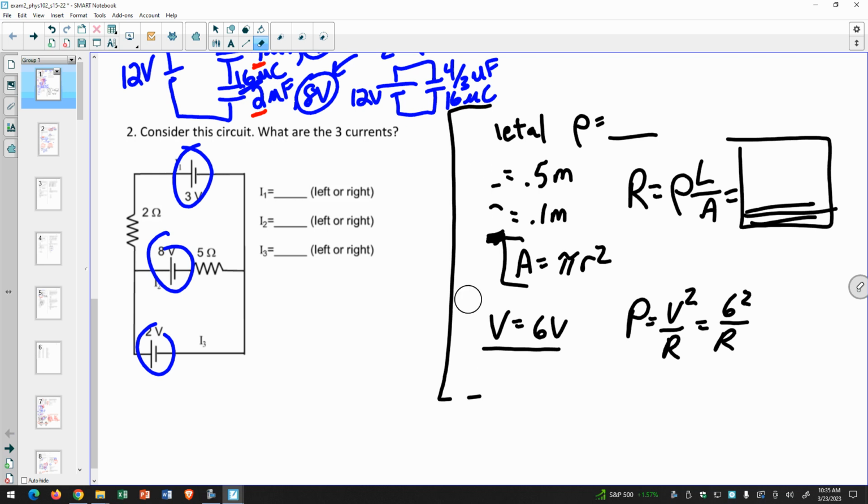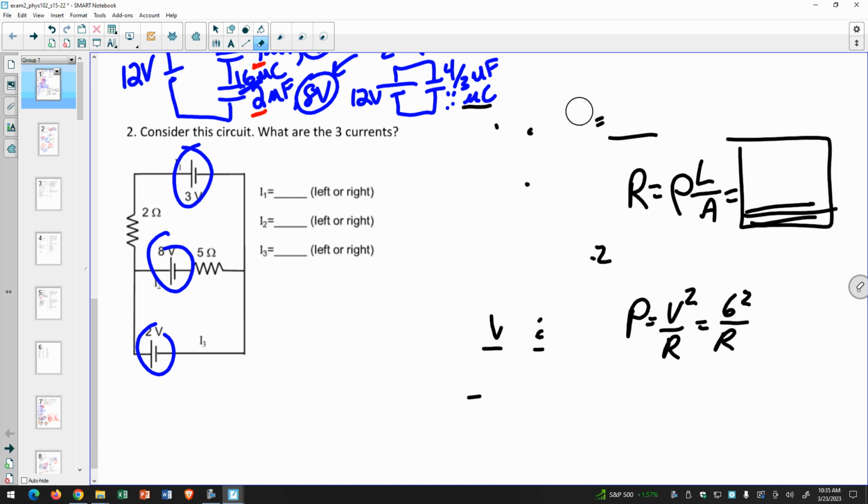I'm going to get rid of all this. I have space. I don't know what that was. Oh, that was the free response from last time.